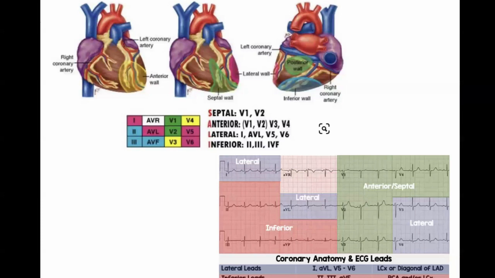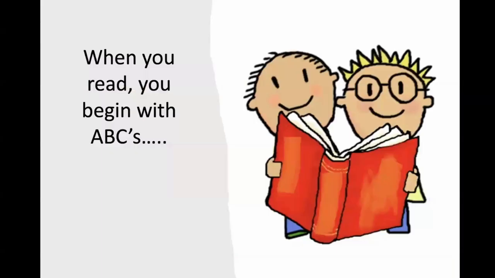Leads V1 and V2 are physically placed on either side of the sternum, and thus they also give us a better understanding of how the septum depolarizes inside the heart, specifically the atrial septum and the ventricular septum. So when you read, you begin with A, B, Cs.